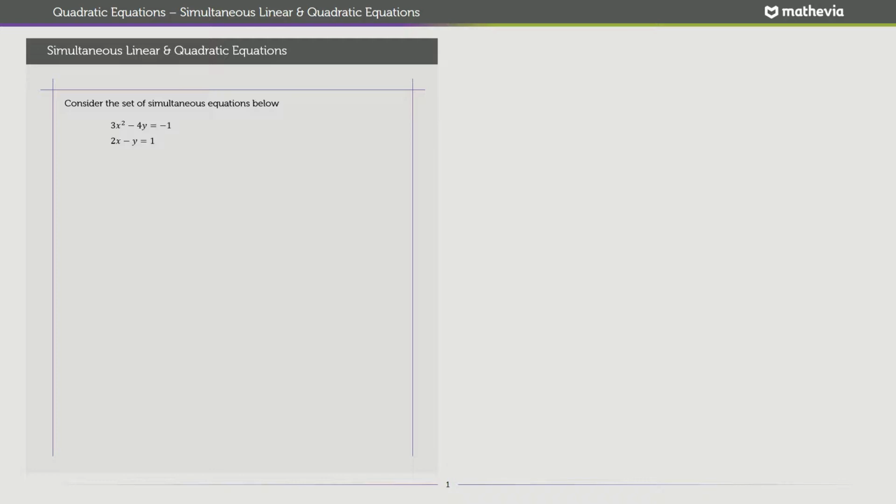Now, what we have here is a set of simultaneous equations, one linear and one quadratic, and we're looking to solve this set. We usually take a very interesting approach to solving these. When you're solving simultaneous linear and quadratic equations, you solve by method of substitution. We cannot solve by method of elimination. We always solve by method of substitution, and we start off with the linear equation.